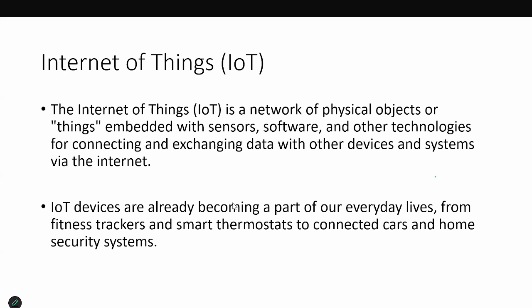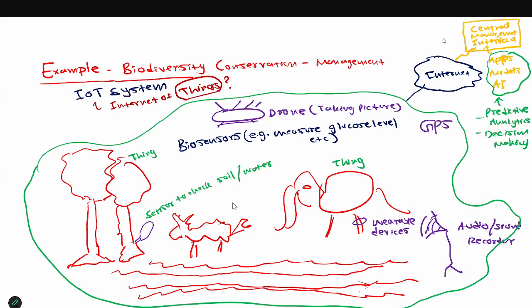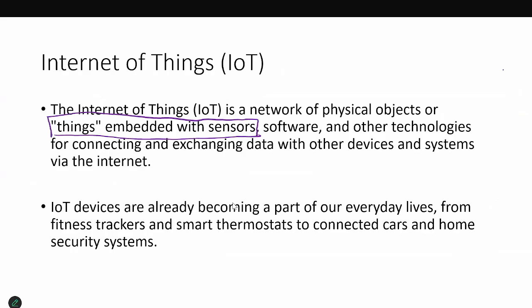So this is kind of a definition that I can give you. It is a network of physical objects or things, right? So things, now, that elephant, trees, like that, embedded with sensors. These things are embedded with sensors. That is the most important part of these IoT systems, embedded with sensors, and then we should have software. Now, in that example, I was talking about the central interface. We have these apps, right? Actually, these are software.